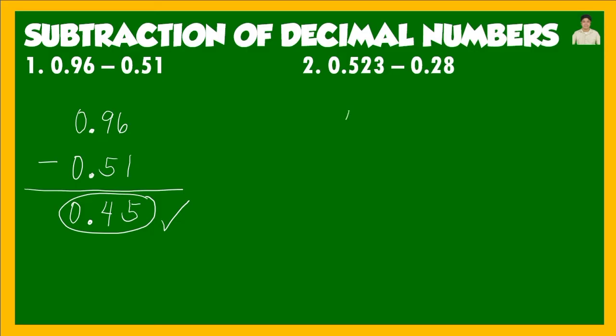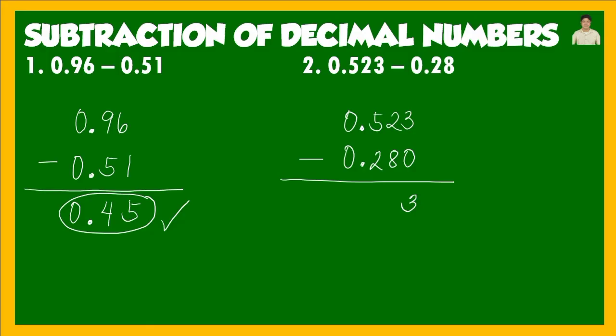Next, number 2. So, rewrite lang natin yung given. So, 0.28. Pwede tayo maglagay ng placeholder. Ayan, yung 0. So, 3 minus 0, we have 3. And then, 2 minus 8. Ayan. Dyan na po tayo mag-regroup, because 2 minus 8 cannot be. Hindi natin pwedeng isubtract yan, kasi yung ating minuend ay mas mababa kesa sa subtrahend na 8.